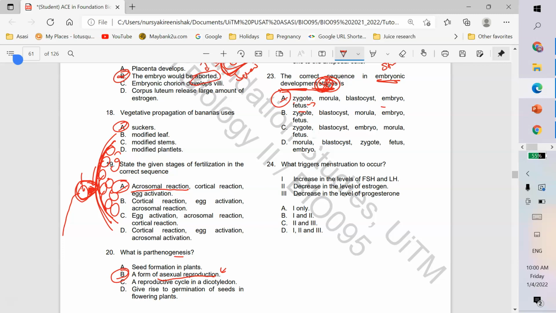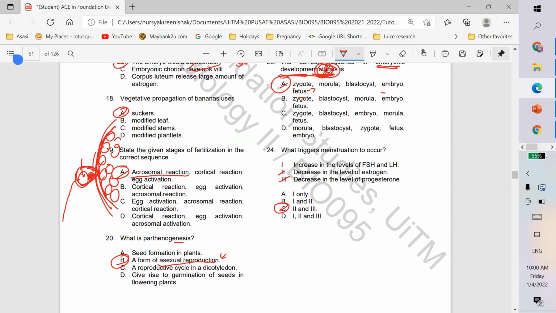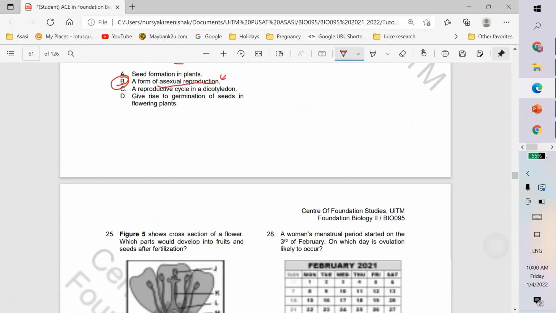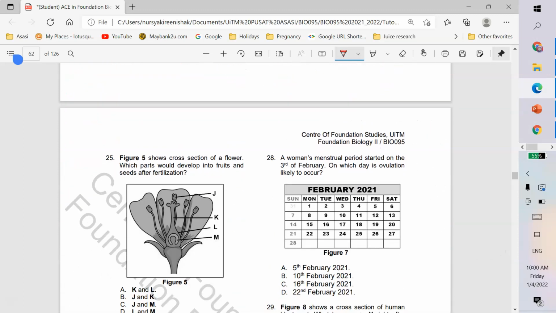For question 24, what triggers menstruation to occur? I choose C. Decrease in the level of estrogen and progesterone. Decrease in the level of estrogen and progesterone sebab apa? Sebab corpus luteum dah degenerate kan masa menstruation. Tak ada berlaku fertilization. So inilah dia. Okay, so thank you Adli.